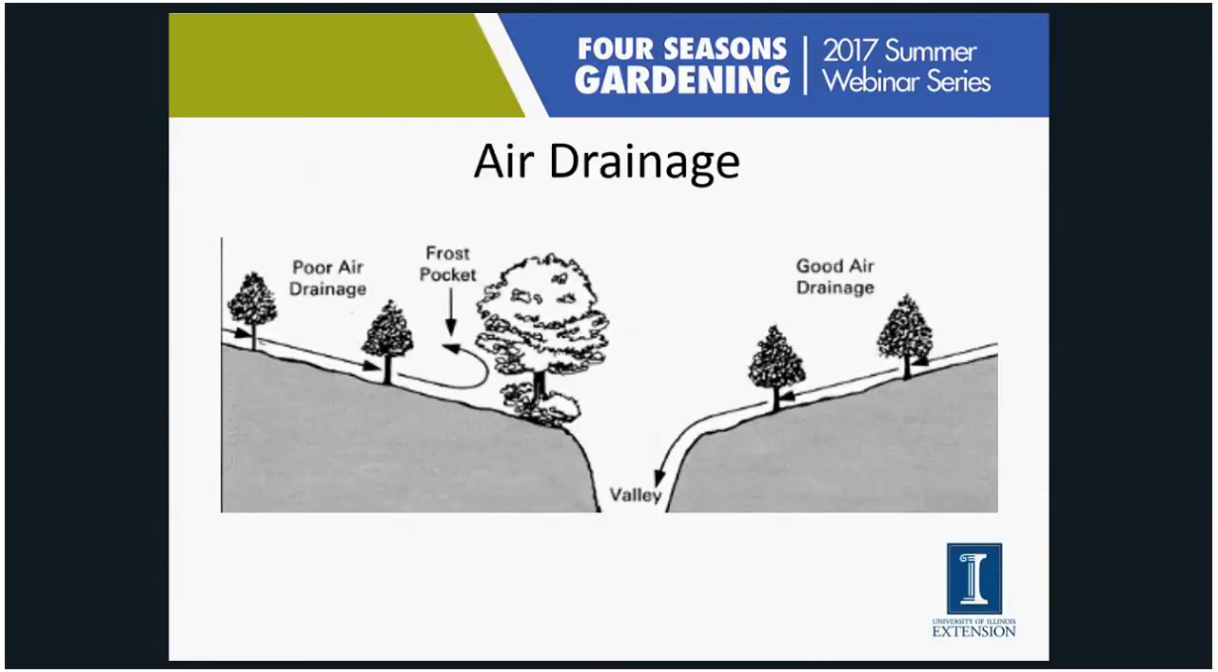Here's an illustration of air drainage. So the air, as we know, hot air tends to rise, but cold air doesn't, and so it travels downhill. But if there's a tree or an obstruction, then it can cause a frost pocket, and that can be detrimental to a planting of tree fruit. And so here we see on the left that there is an obstruction of a tree, and so it causes a frost pocket. But with the good air drainage on the right, the cold air can accumulate in the valley.